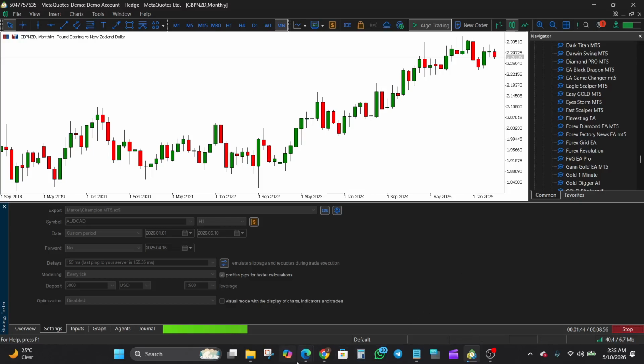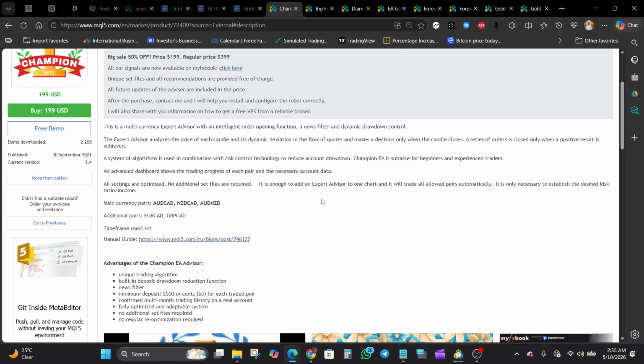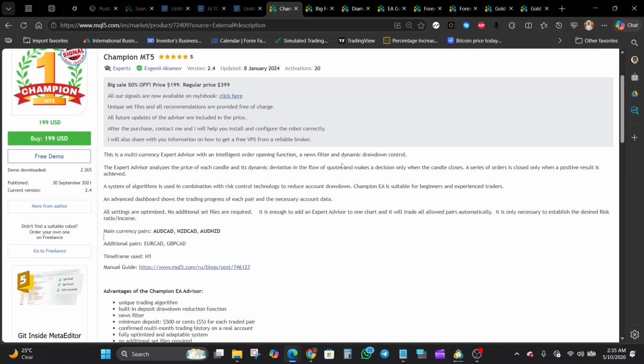the dashboard provides detailed monitoring across all traded pairs. So for traders running multi-currency systems, visibility is extremely important because exposure can build up across correlated pairs without being immediately obvious.